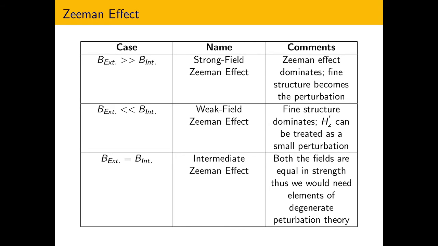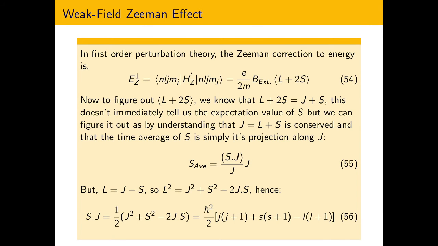Alright? Okay. So let's start with the weak field Zeeman effect. And essentially, not to go into too much detail, but just taking the first order correction from perturbation theory, the correction goes to this energy level. Now, the problem is figuring out this guy right here.